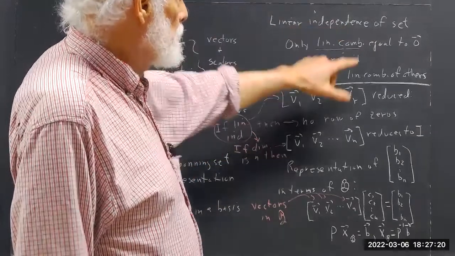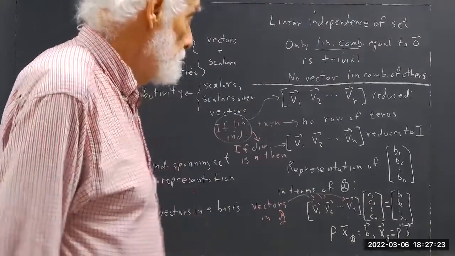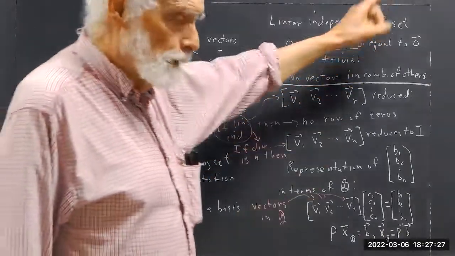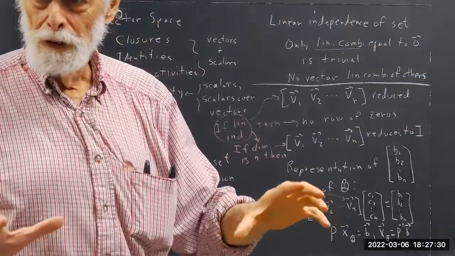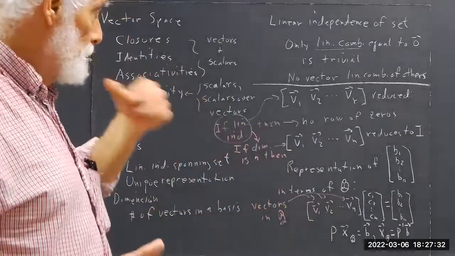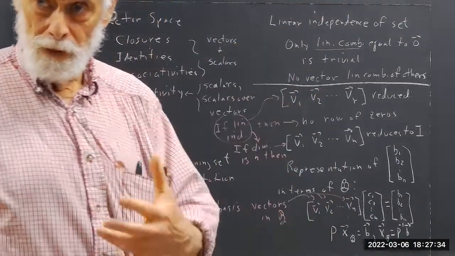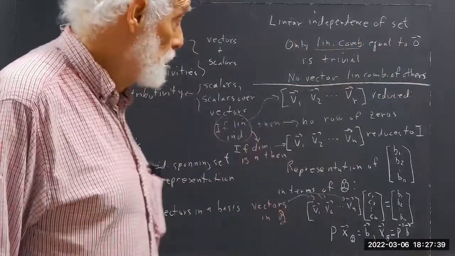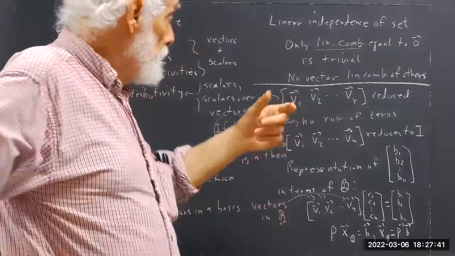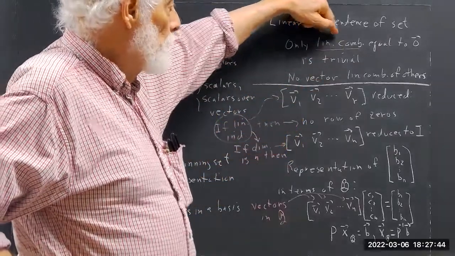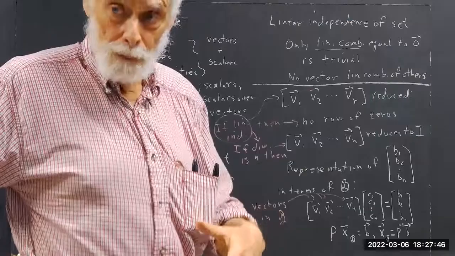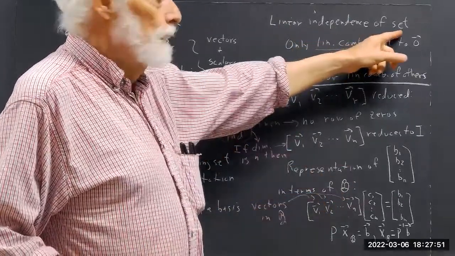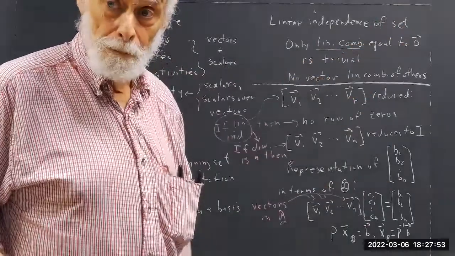And now we want to talk about linear independence of a set. Linear independence of a set of vectors, and I said a set of vectors because there's a lot that's implicit that I'm not going to write out here. But I'm saying it, so if you don't understand what I'm talking about, you want to make yourself know that that's what I'm talking about. The only linear combination equal to the zero vector is trivial.